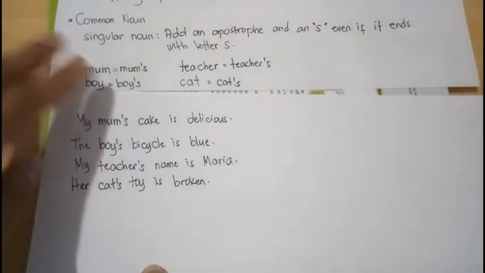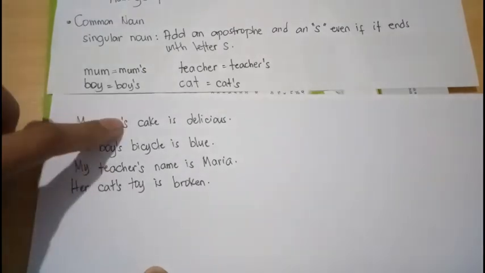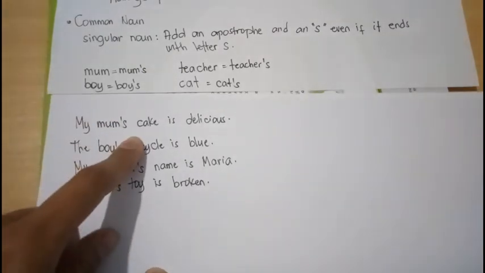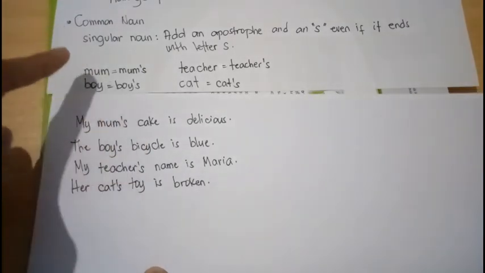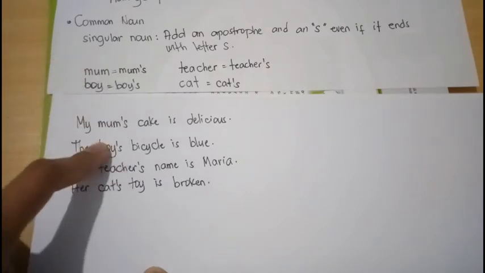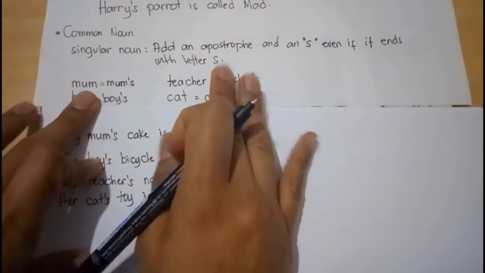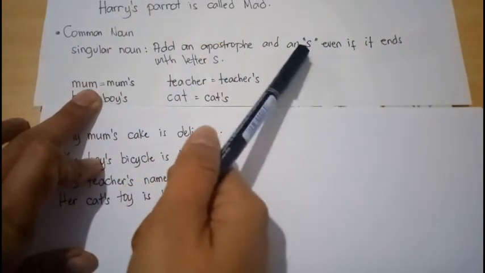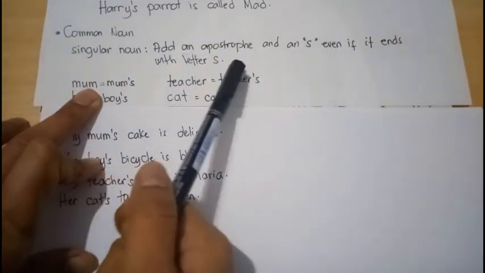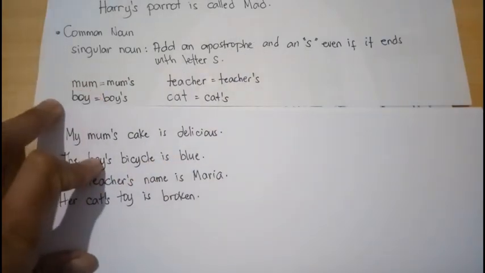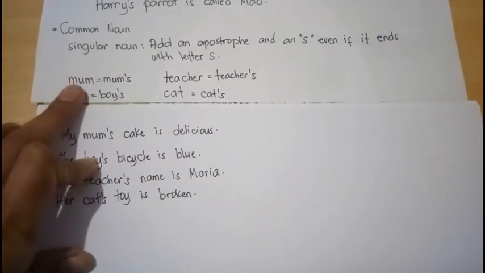So remember, we just add an apostrophe and letter S after our singular noun. Remember, this is only for singular nouns. And if you remember in the meaning here, it also says even if it ends with letter S. What does it mean? Well, I'm going to give you an example.